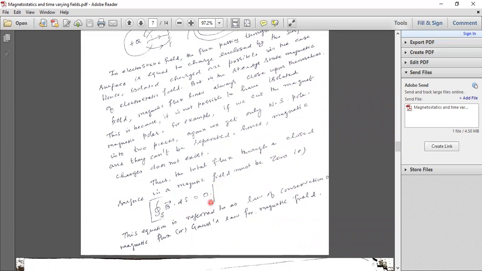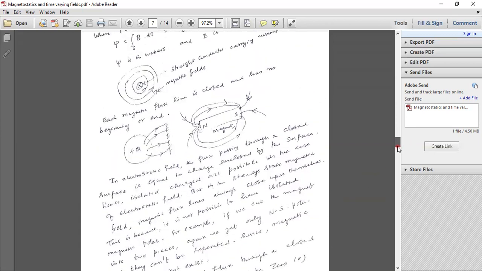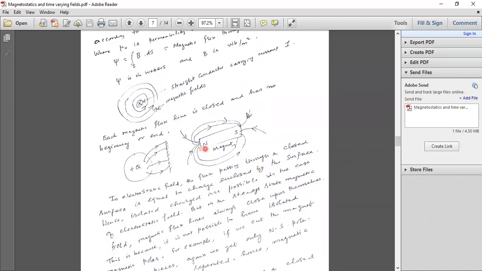So the right hand side becomes 0. Integral B dot ds equal to 0, which is nothing but Gauss law for magnetic field. Gauss law for magnetic field says you can't separate the magnet into two poles. It obviously contains the north pole and south pole. Even if you cut the magnet, again north pole and south pole will be there. There is no isolated pole you can create or get from the magnet.